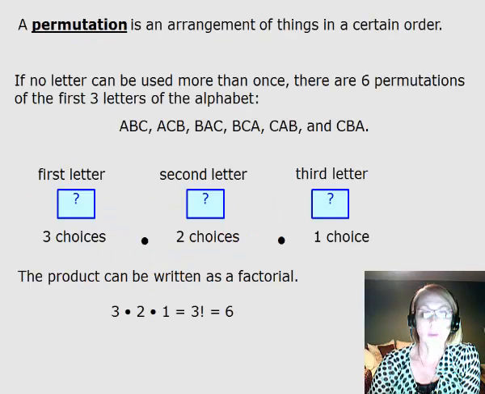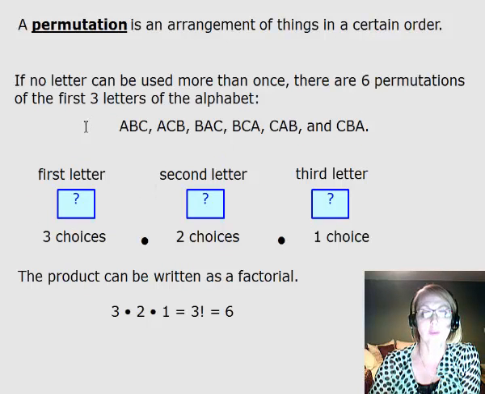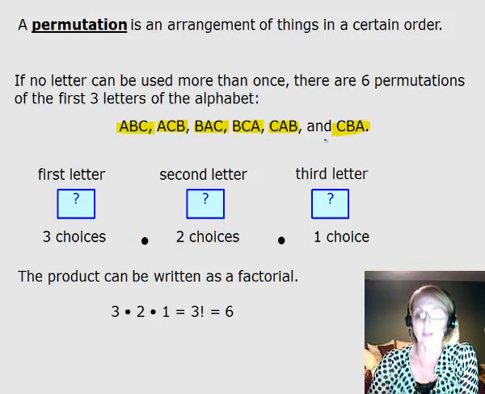Now, a permutation is an arrangement of things in a certain order. For example, if no letter can be used more than once, there are 6 permutations of the first 3 letters of the alphabet. And I've listed them here. ABC, ACB, BAC, BCA, CAB, and CBA. 6 different ways we can write those 3 letters without repeating ourselves.